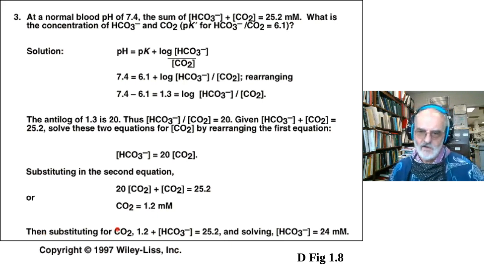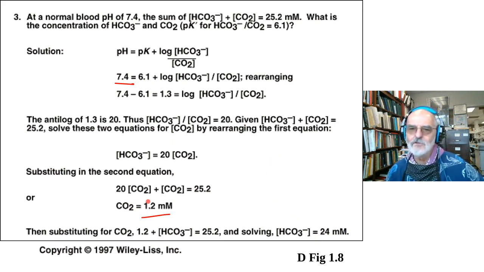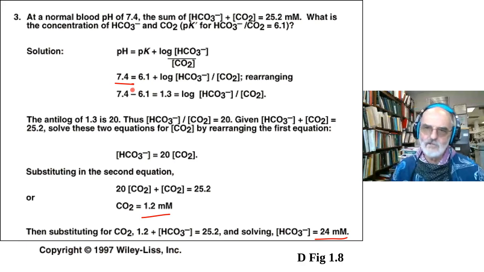And then if we substitute that 1.2 into the sum equation, 1.2 plus bicarb equals 25.2, that means that the normal bicarb concentration is 24. All right, so normal pH is 7.4, normal CO2 is 1.2, and normal bicarb is 24. Okay, so you need to be familiar with that. You need to know those normal numbers.